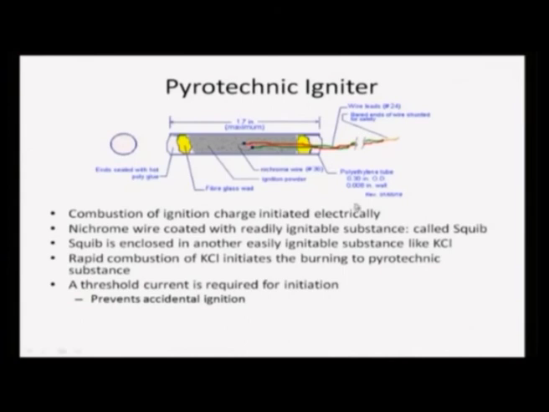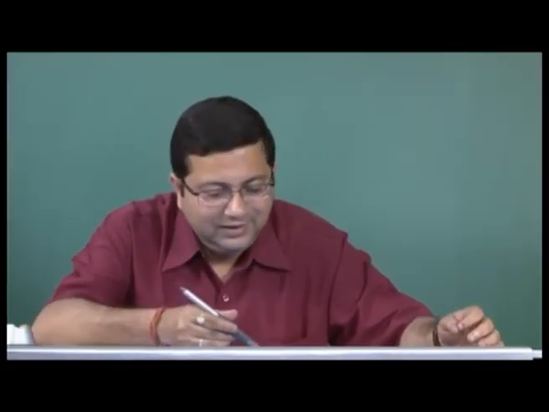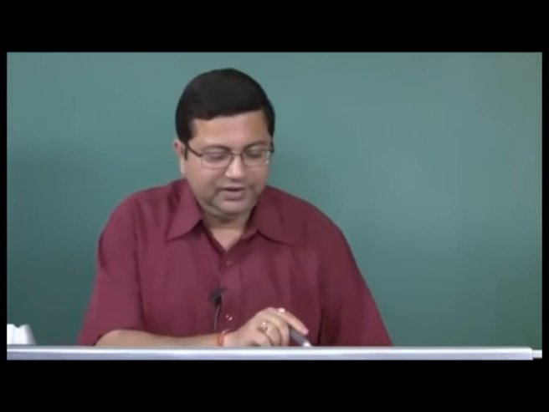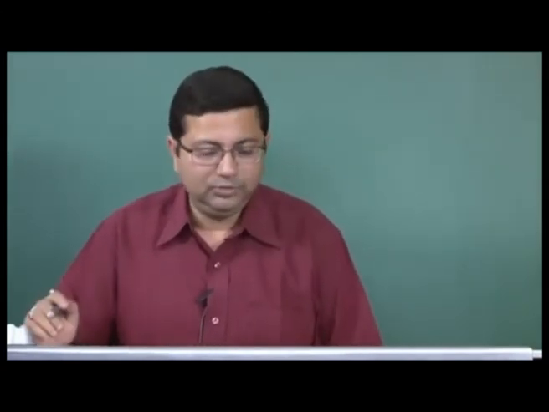The combustion of the ignition charge is initiated electrically, essentially by a nichrome wire. This is also called a squib. So, it is a squib ignition. The squib is enclosed in another easily ignitable substance like KCl. Rapid combustion of this KCl initiates the burning of this pyrotechnic substance, which is given here. Now, why we need this: a particular threshold current is required, only then the ignition will start. So, it is also a safety device. It not only provides the ignition requirement, it is a safety device. Unless we have that current, it will not ignite. Okay. So, this is the pyrotechnic igniter. It prevents accidental ignition also. This is the most commonly used igniter.